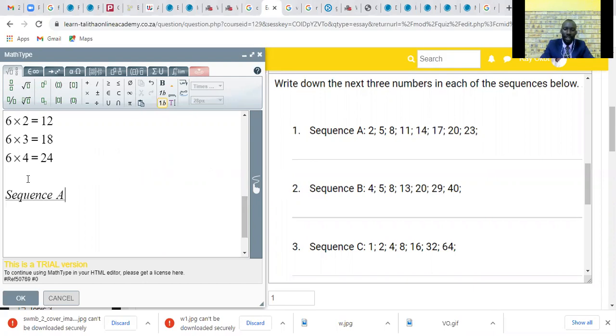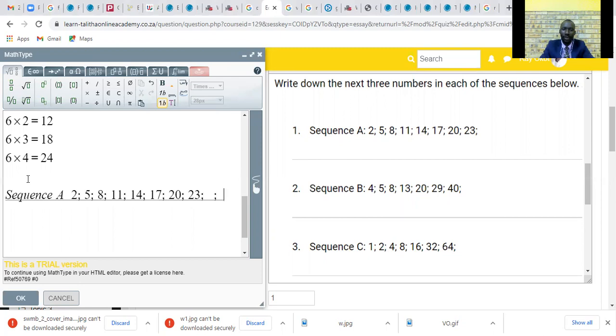So now for this activity called sequence A, we have been given 2, 5, 8, 11, 14, 17, 20, 23. This is what we have been given. What are we supposed to do? We are supposed to write the next 3 numbers. We have to find the next 3 numbers.